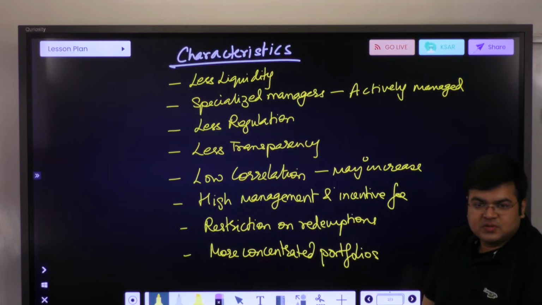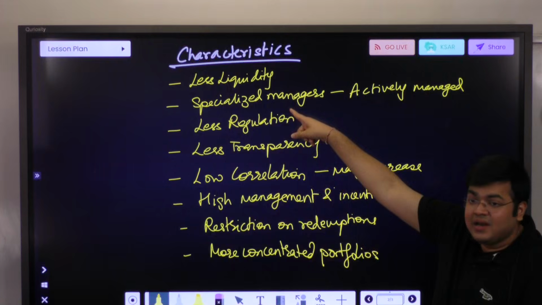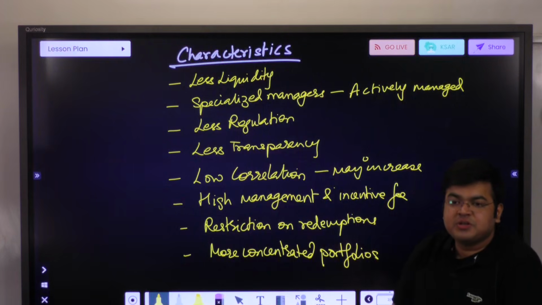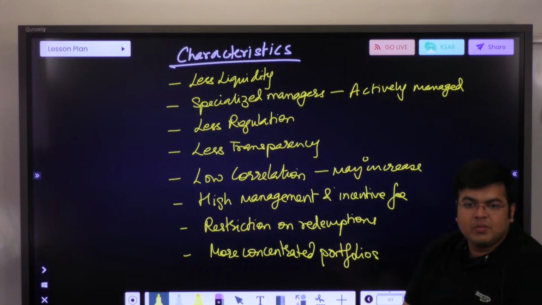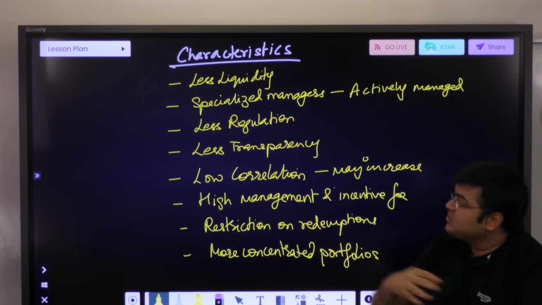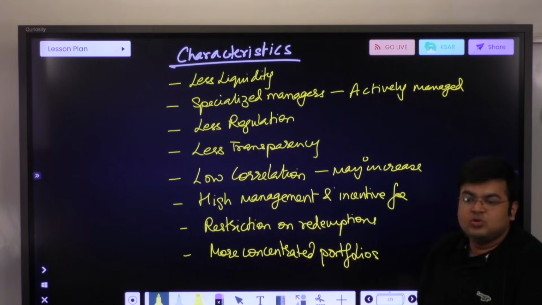Tell me, are you following this? So less transparency, and if there is less transparency, again we need a specialized manager. We don't have that much information. There is major information asymmetry. There is not too much publicly available data which I can analyze. So specialized managers are needed in order to do that.